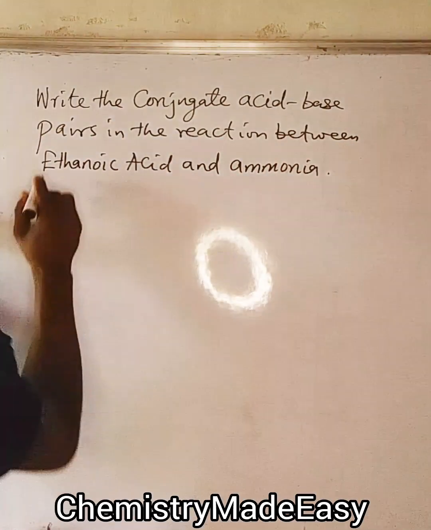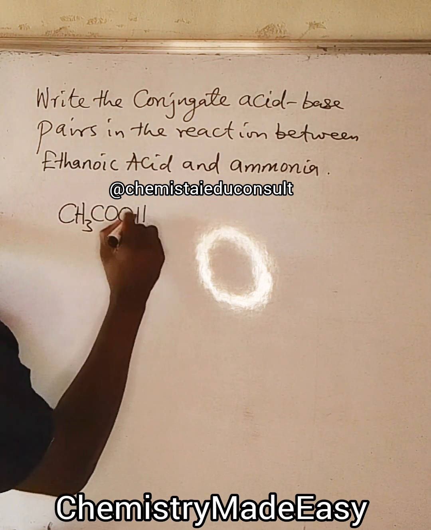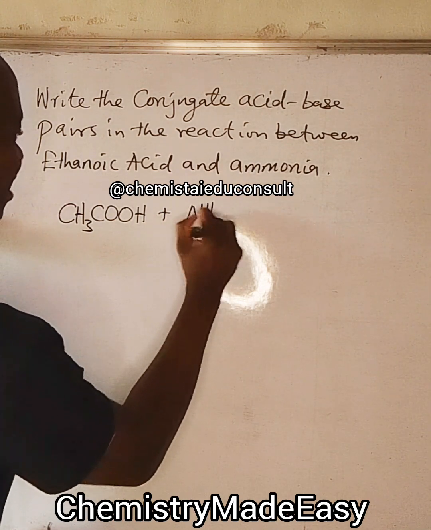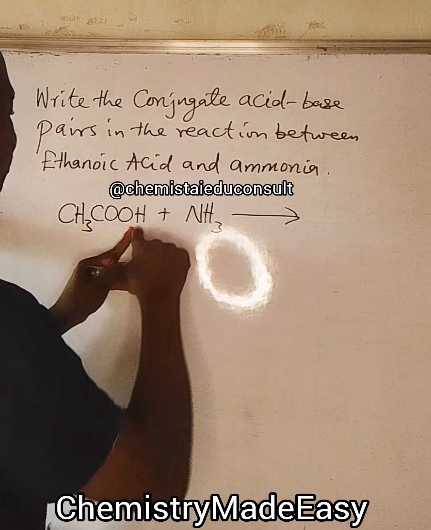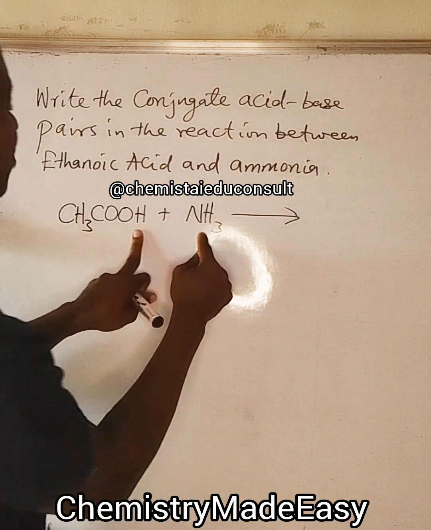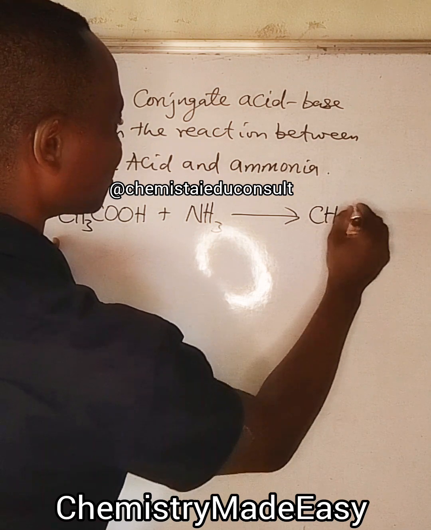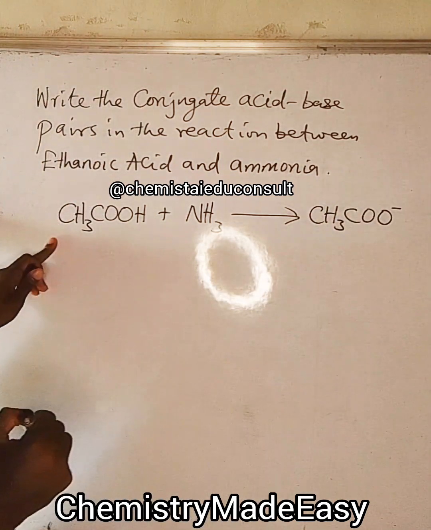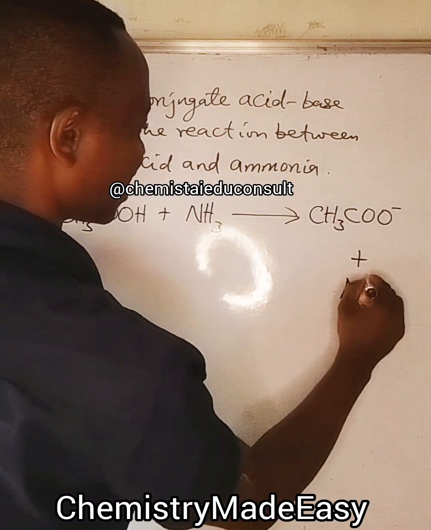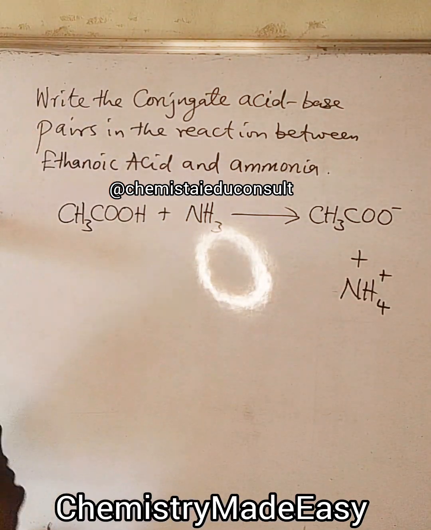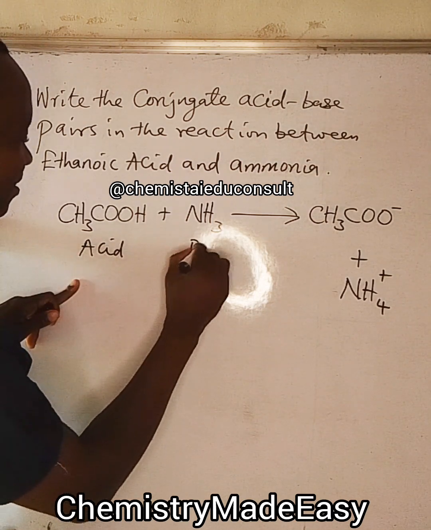So let's go. Ethanoic acid is CH3COOH. Ammonia is NH3. Now, in the course of this acid-base reaction, what the acid does is to donate this proton. The base accepts the proton. When the acid donates the proton, we have CH3COO minus. When the base accepts a proton, it becomes NH4 plus. Now, you will agree with me that this is the acid and this is the base.